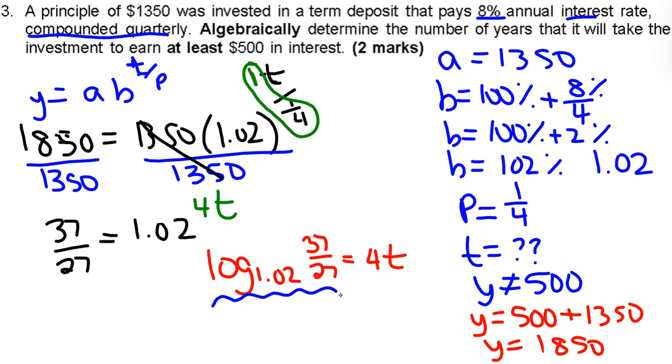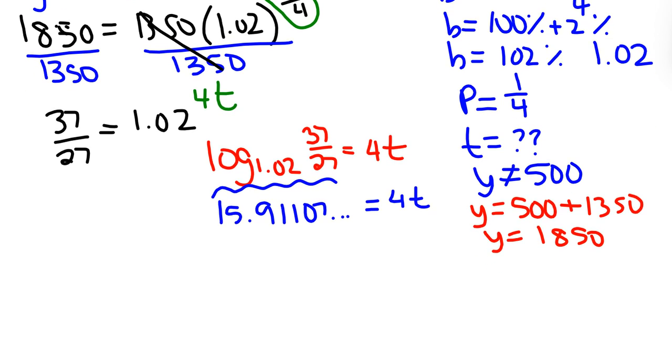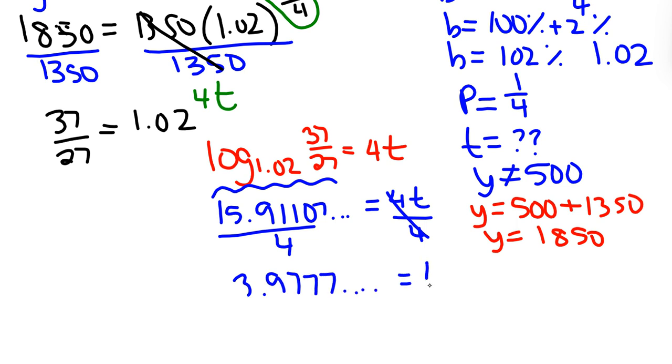Okay, so this is just an ugly number, which I'm going to put into my calculator. So I'm going to go math, alpha, math, log base 1.02 of 37 divided by 27. And I get 15.91107, etc. equals 4t. Okay, I'm going to keep that number on my calculator. I'm not going to round until my last step. Divide both sides by 4, and I get 3.9777 blah, blah, blah equals t.